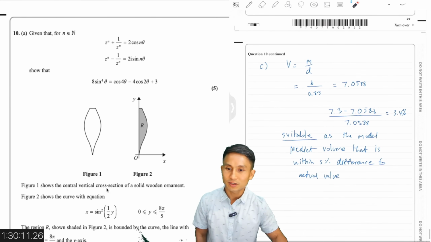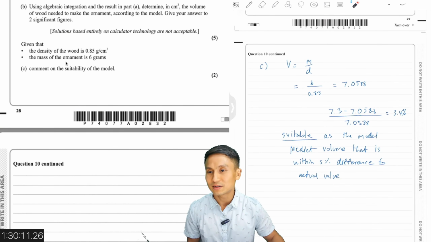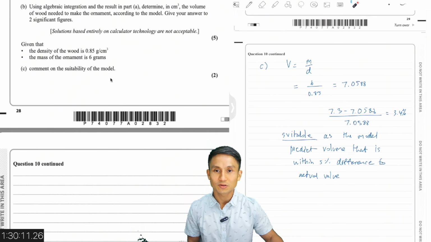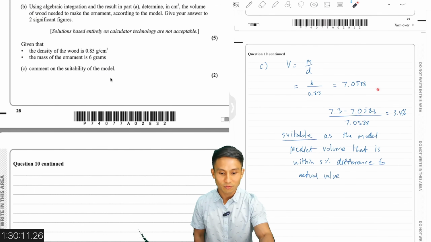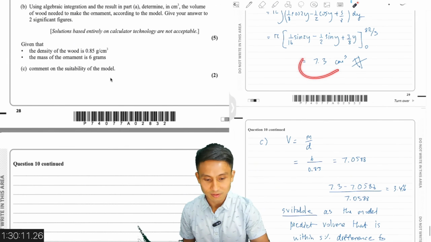And for C, just comment. So basically, it gives you density and mass, you find volume, and you compare it to the predicted value from the previous part, which is 7.3 there.